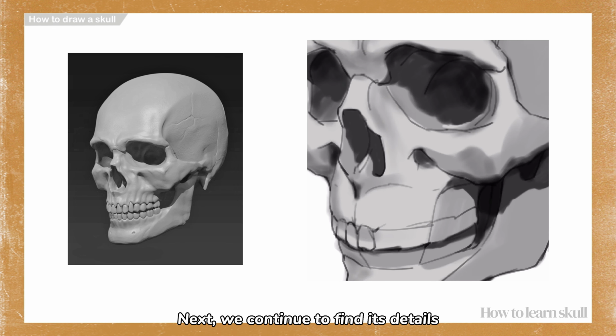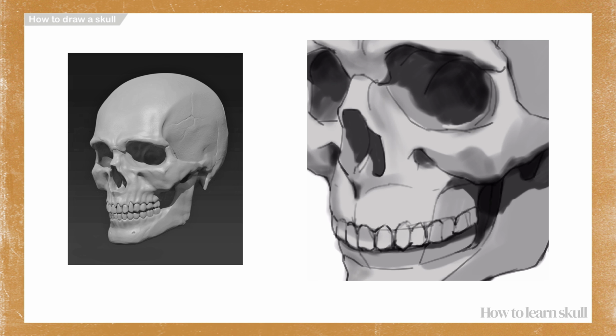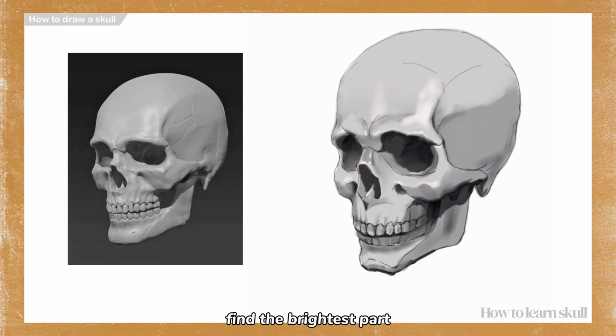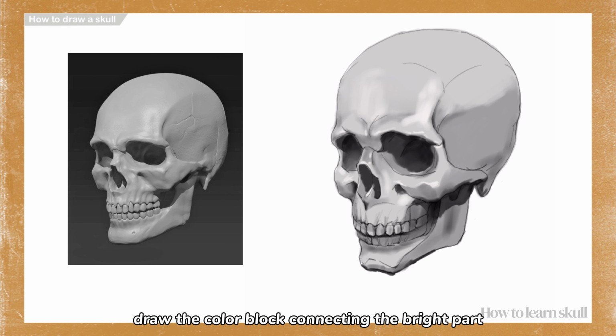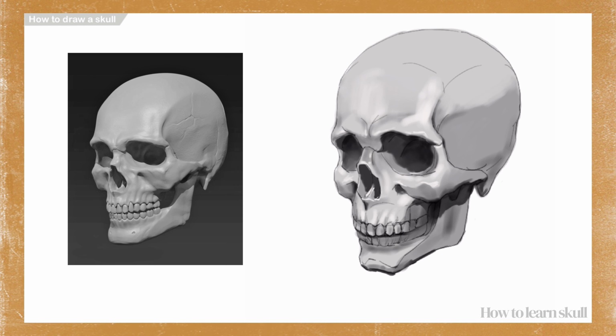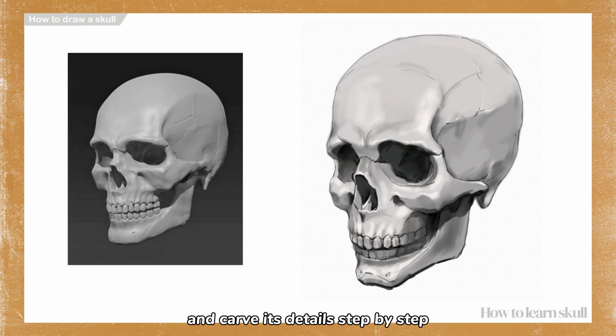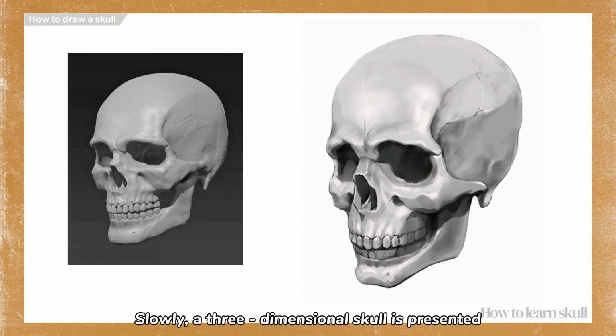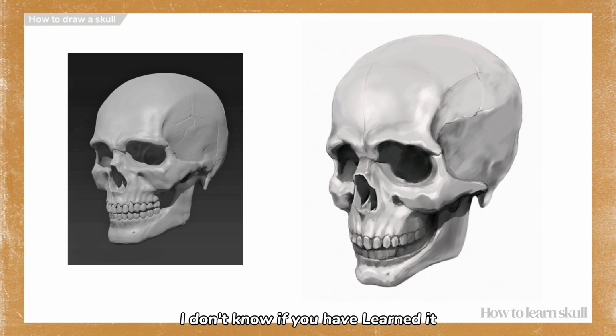Next, we continue to find its details, draw the teeth, find the brightest part, draw the color block connecting the bright part and the gray surface, and carve its details step by step. Slowly, a three-dimensional skull is presented. I don't know if you have learned it.